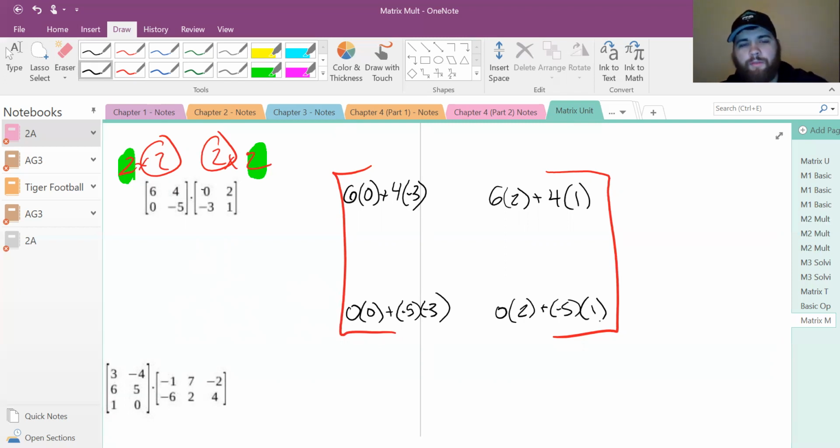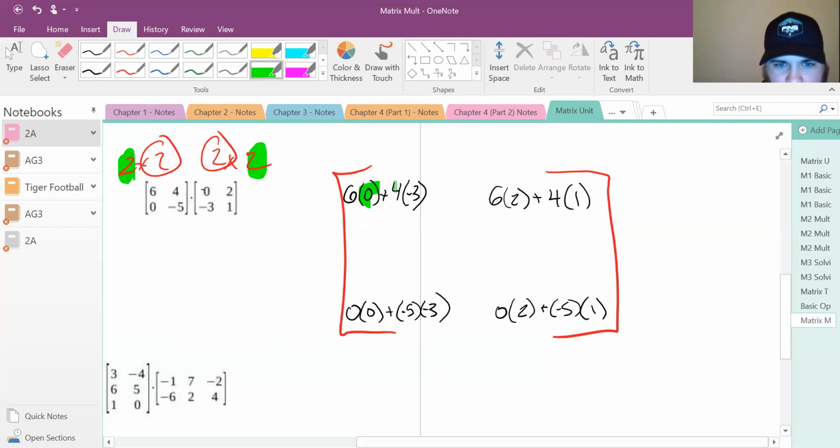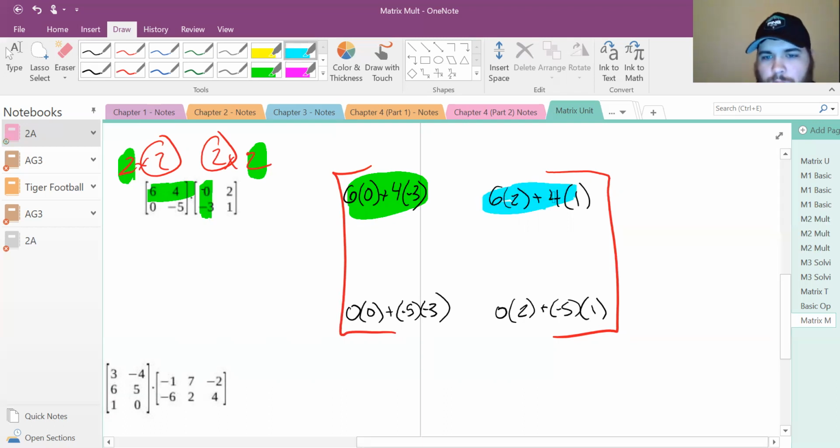Okay. So now let's go ahead and match up with the colors. So what was my top left one? Green, I think. Yeah. So remember, the top left one, how we got this, we took the first row multiplied by the first column. The top right one, the blue one, we took the first row and we multiplied by the second column.